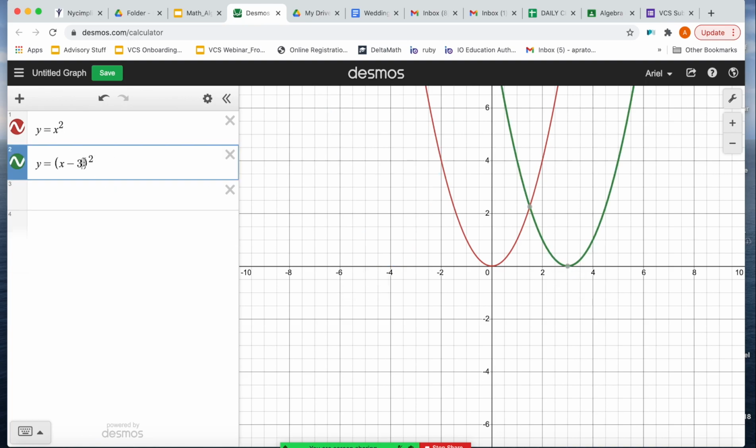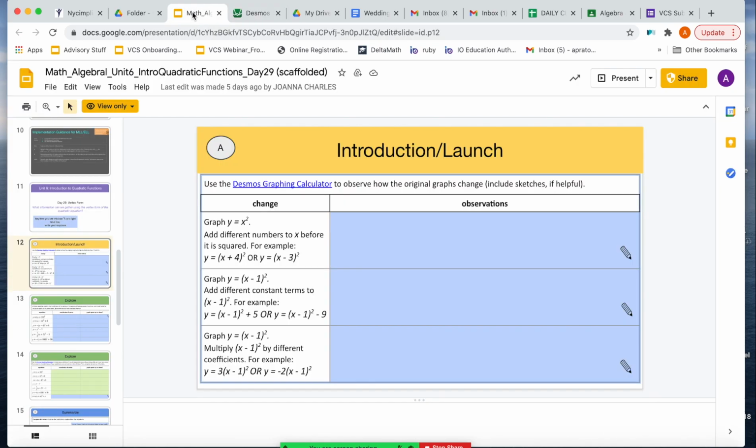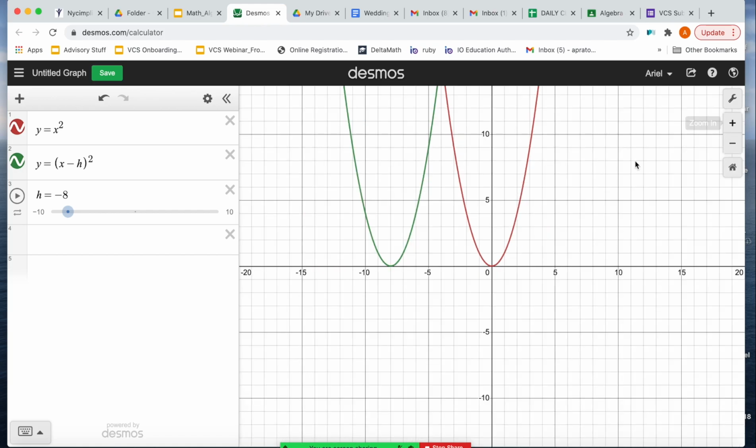We can use the slider as well to help us see. As I change that number, if I make it an 8, how does the vertex change? If I make it a negative 8, how does the vertex change? And you can jot down these observations in this space here. I'm going to zoom out once, just so we're counting by ones on here. There we go.